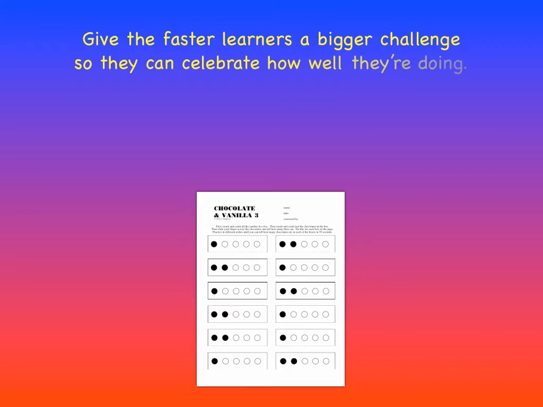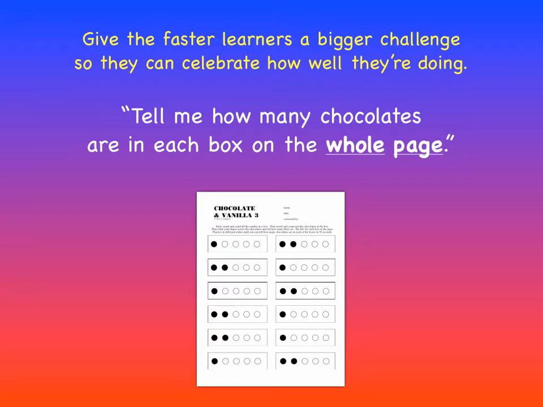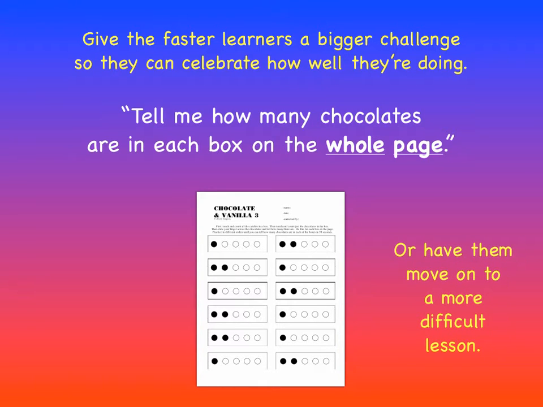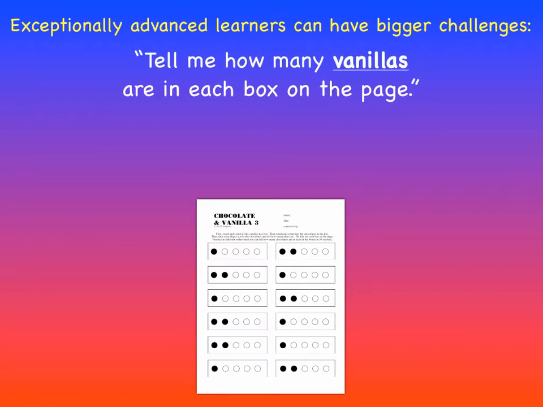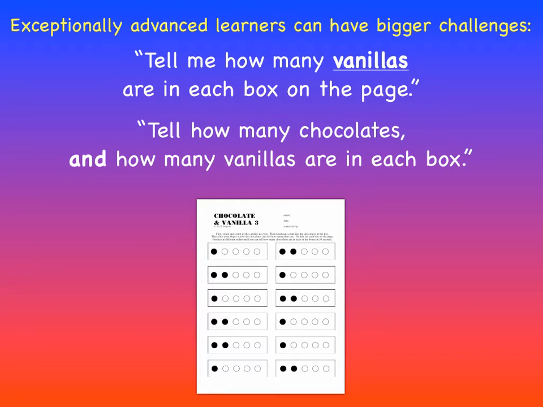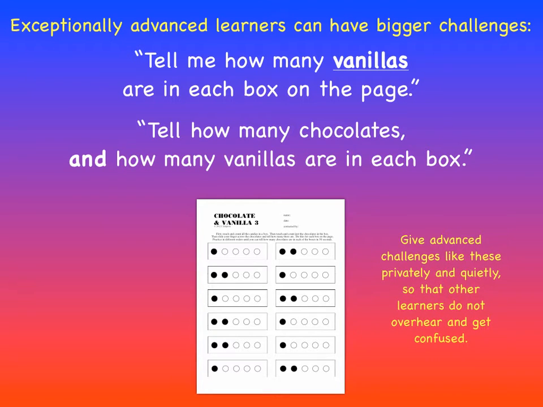Give the faster learners a bigger challenge so they can celebrate how well they're doing. Something like, tell me how many chocolates are on each box on the whole page. Or have them move on to a more difficult lesson. Exceptionally advanced learners can have bigger challenges, such as, tell me how many vanillas are on each box of the page. Or even, tell how many chocolates and how many vanillas are in each box, and how many altogether. Give advanced challenges like these privately and quietly so that the other learners do not overhear and get confused.